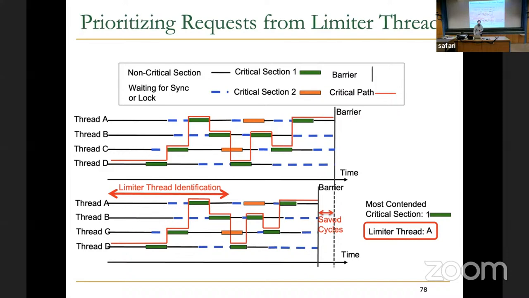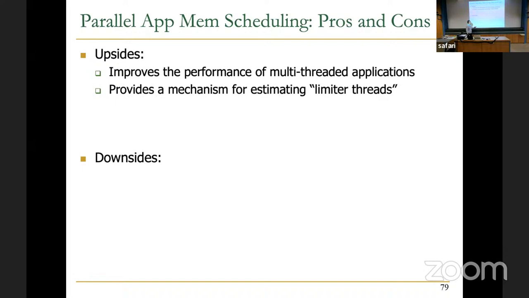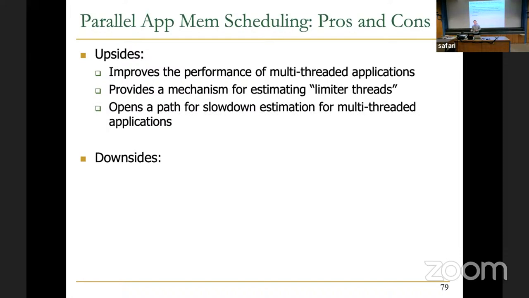Okay, so upsides. Basically, this is actually the first work to tackle this sort of application in memory and the effect of memory contention among these applications. And it does improve the performance. It provides a mechanism for estimating limiter threads. We're going to delve more into that mechanism later. And it opens a path for slowdown estimation for multi-threaded applications, which is a more difficult problem than slowdown estimation for single-threaded applications. It doesn't do that exactly, but it opens a path.